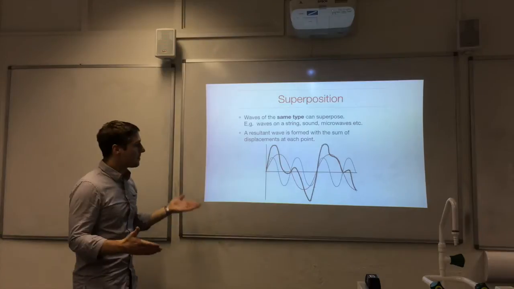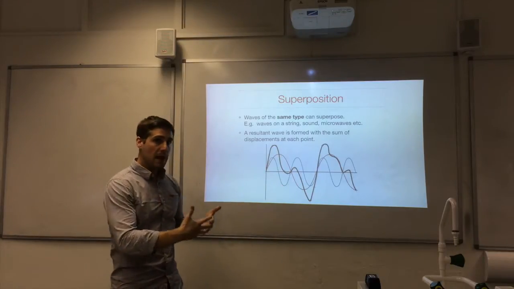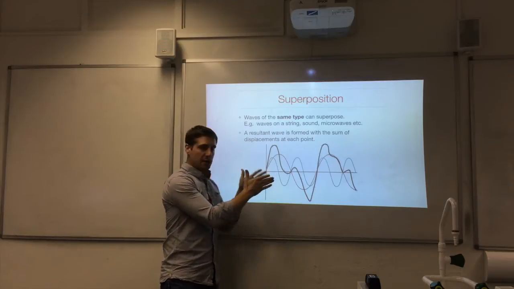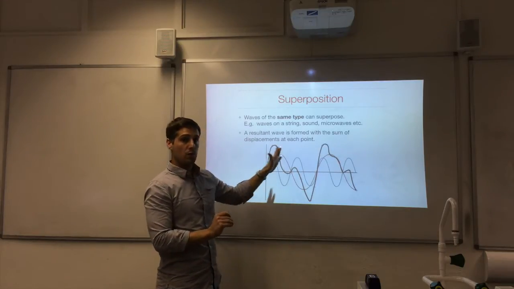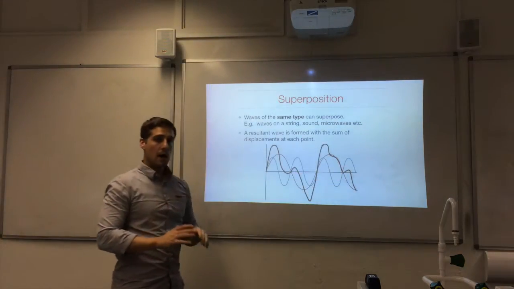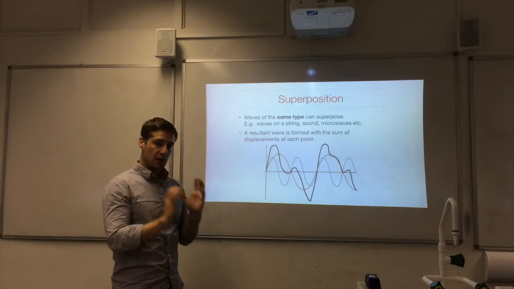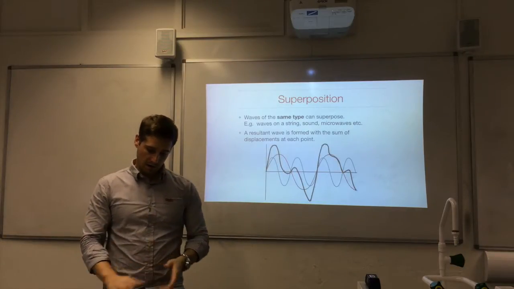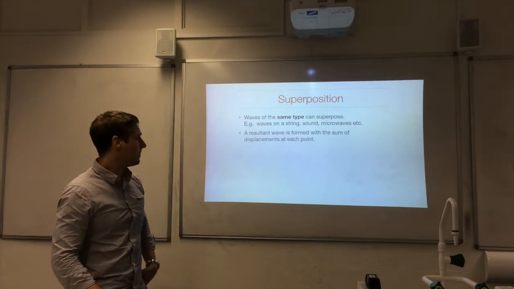So when I have my green wave and my red wave here superposing, at the instant they're in these positions, I would not see either the green wave or the red wave. I would just see this grey one here. I wouldn't see the waves that formed it, I'd just see the resultant. So you need to appreciate that fact.